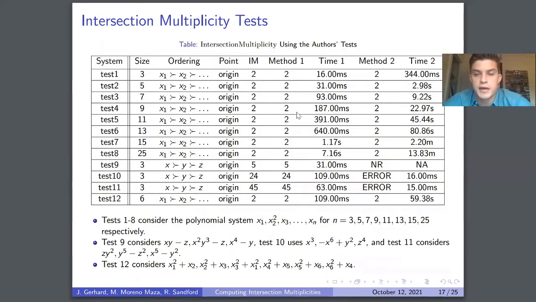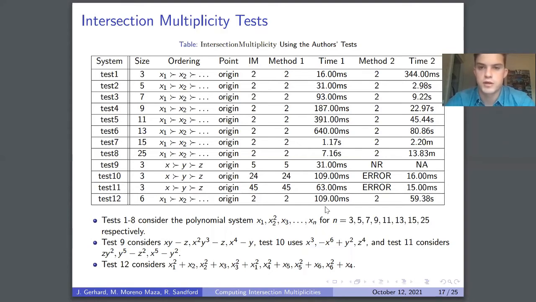So here we have the very first round of tests. These are with our own test cases, not test cases from the literature. And we're only encoding a single point in the regular chain. So it's not a group of points, just one point. The first 8 tests are really simple input systems. It's just a bunch of variables, one of them squared, and for different values of n. So we can see how both algorithms scale.